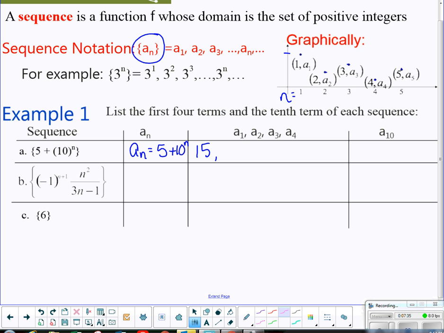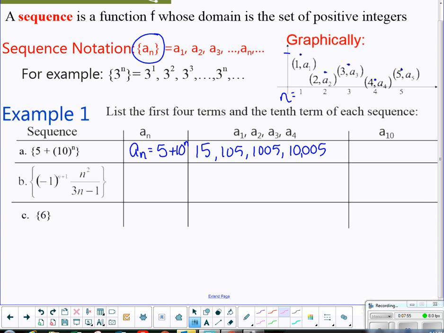Okay, I'll put in 2. For n, that would be 100 plus 5, so 105. Put in 3, so it's power of 3, that'd be 1,000 plus 5. Put in 4, I'm going to have 10,005. And that would be the first 4 terms, correct?